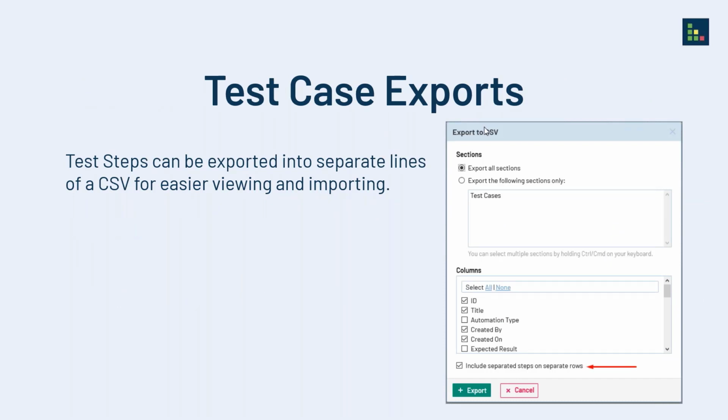So, as mentioned, you can also now include the separated steps on separate rows of your test case exports. So when exporting a test suite, you can just check the box to include separate steps on new rows, and also ensure that you do check the box to include those columns, and your test steps will be separated out individually so you can edit these as needed, import them into other projects, and also just view the test cases a little easier in your export Excel file or whatever spreadsheet tool you use.